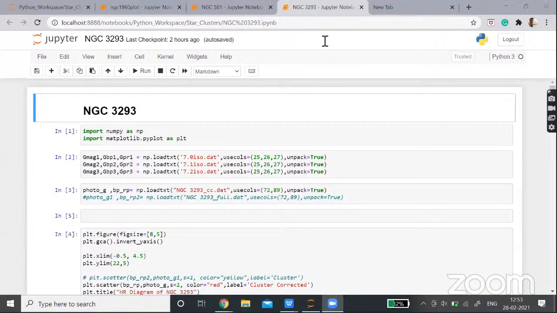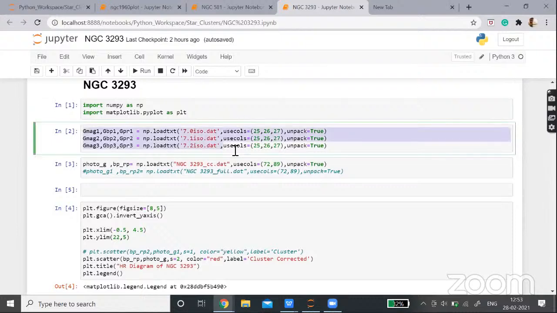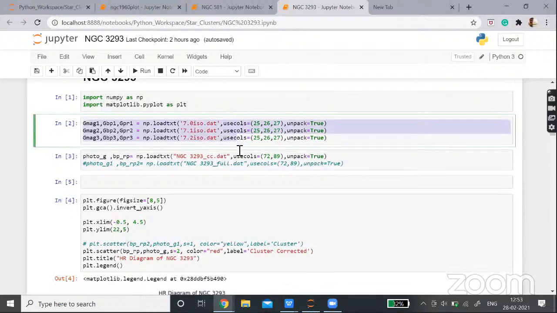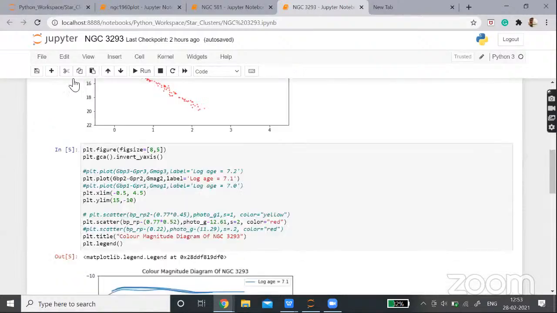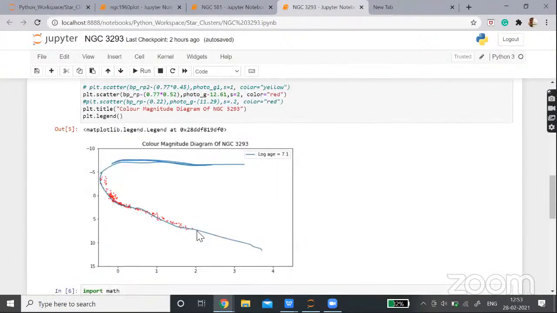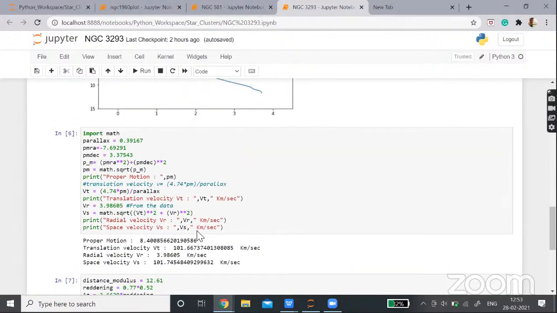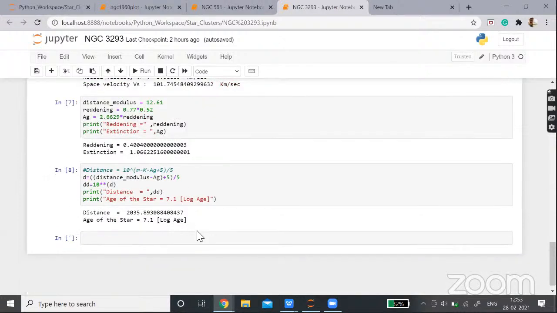Yeah, this is for NGC 3293. These are the isochrones. I've used three isochrones, first to try which one it fits. So this is my first cluster data, and it was fitting best on 7.1. So I've used this isochrone. So it gives us an estimation that the age of the star cluster is around 7.1 log age.